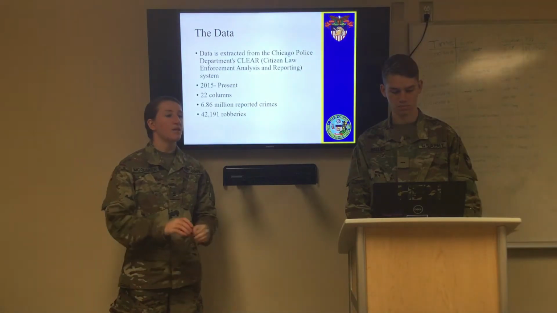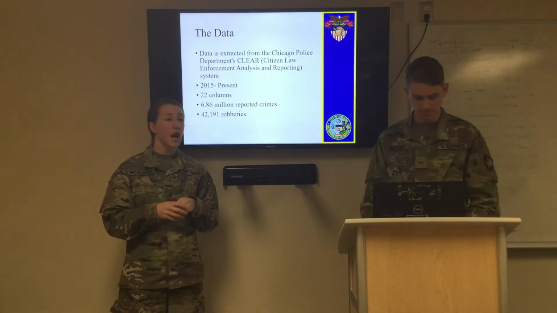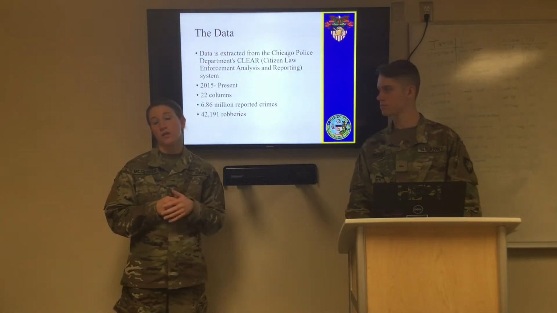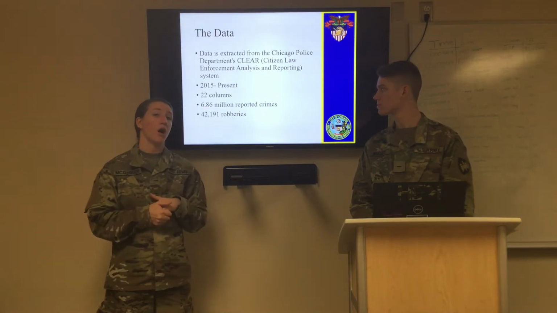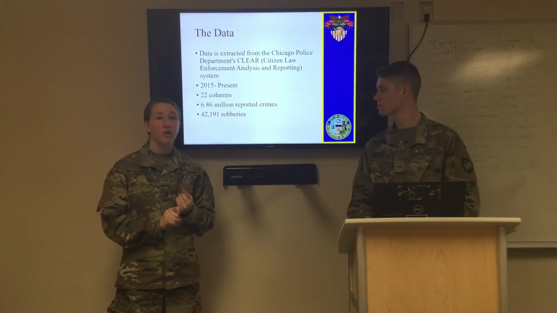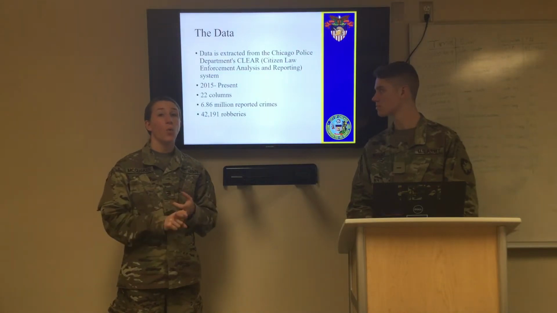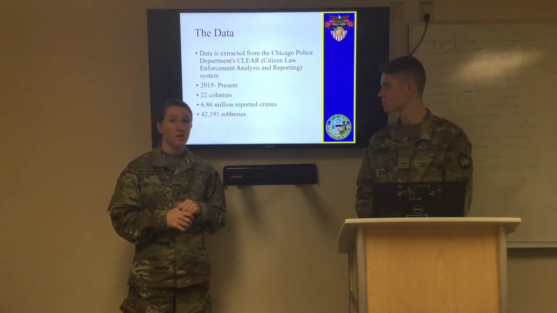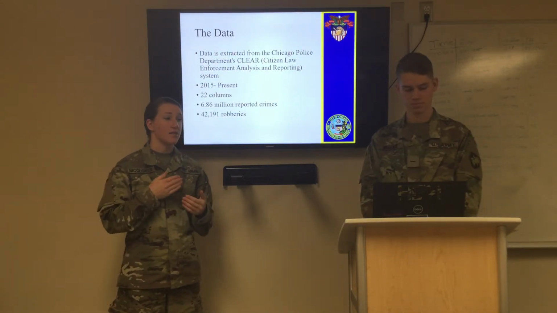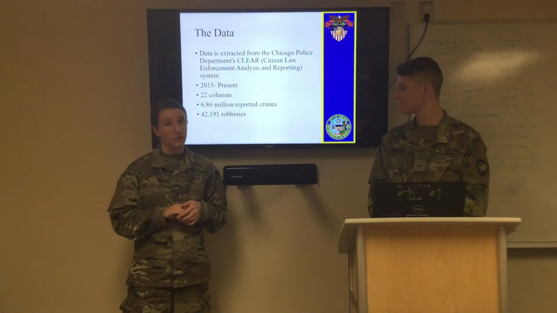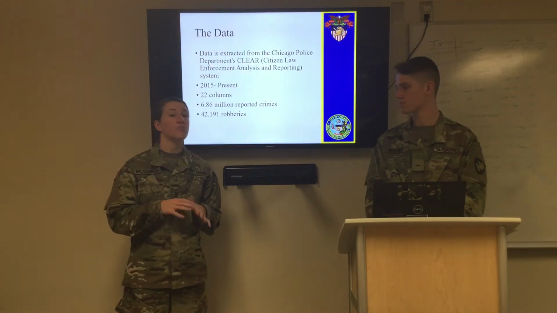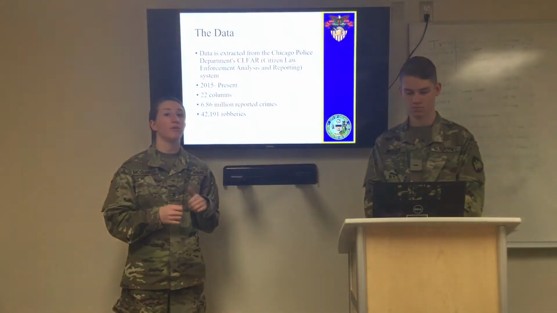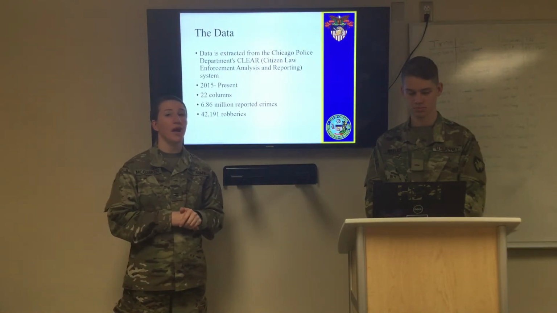Next slide, please. The data that we used was extracted from the Chicago Police Department's Enforcement Analysis and Reporting System. It's from 2015 to the present, and it has 22 columns, which include the type of crime that happened, the date that it happened, which neighborhood it happened in, the exact latitude and longitude that it happened, how violent the crime was, etc. It has over 6 million reported crimes, and approximately 42,000 of them were robberies, which we saw from that first slide is such a high number. So that's what we're going to be specifically looking at for our analysis.